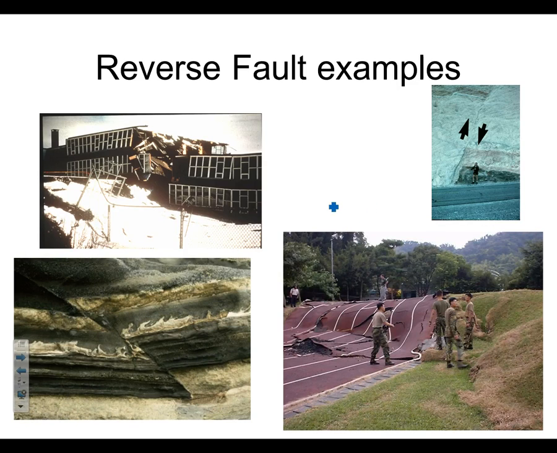Some pictures of some reverse faults. This one is Alaska 1964. This was a school, and you can see that it was forced up. Remember, it was a 9.2 magnitude earthquake. There were some places in Alaska where one side was raised over 30 feet higher than the other side. So it really raised the ground. You can see the school didn't do very well as it raised the ground.